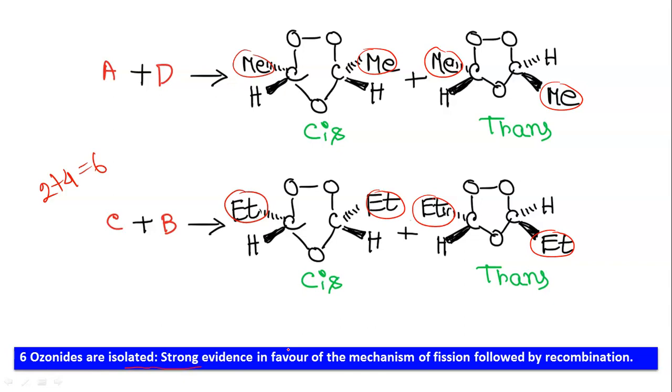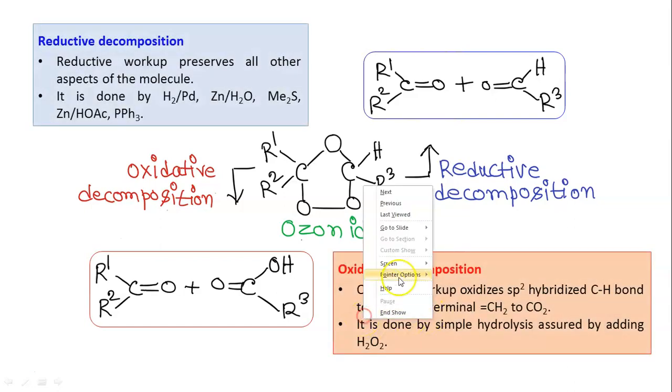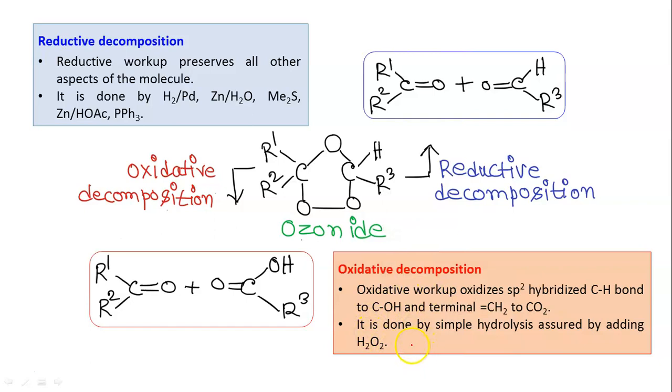Up to this point we have seen the mechanism of ozonide formation only. Next there will be cleavage of the ozonide. As I have said, there may be 2 types of decomposition: one is oxidative decomposition, the other is reductive decomposition. When there is oxidative decomposition, we basically use some oxidizing compounds, and if it is reductive decomposition, some reducing agent is present.